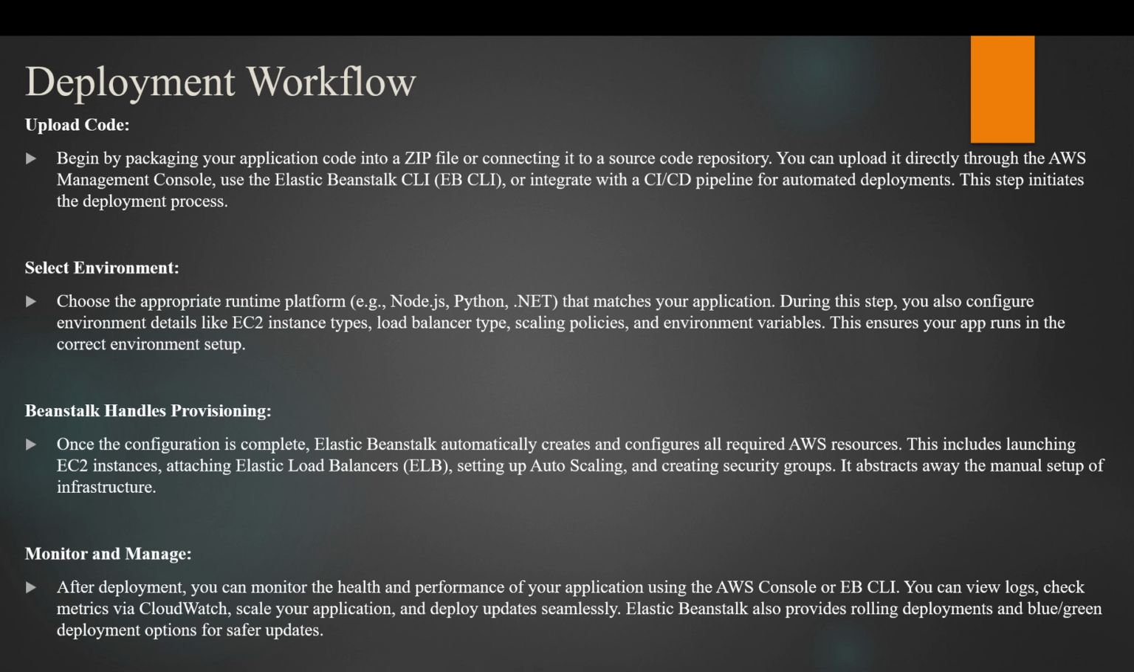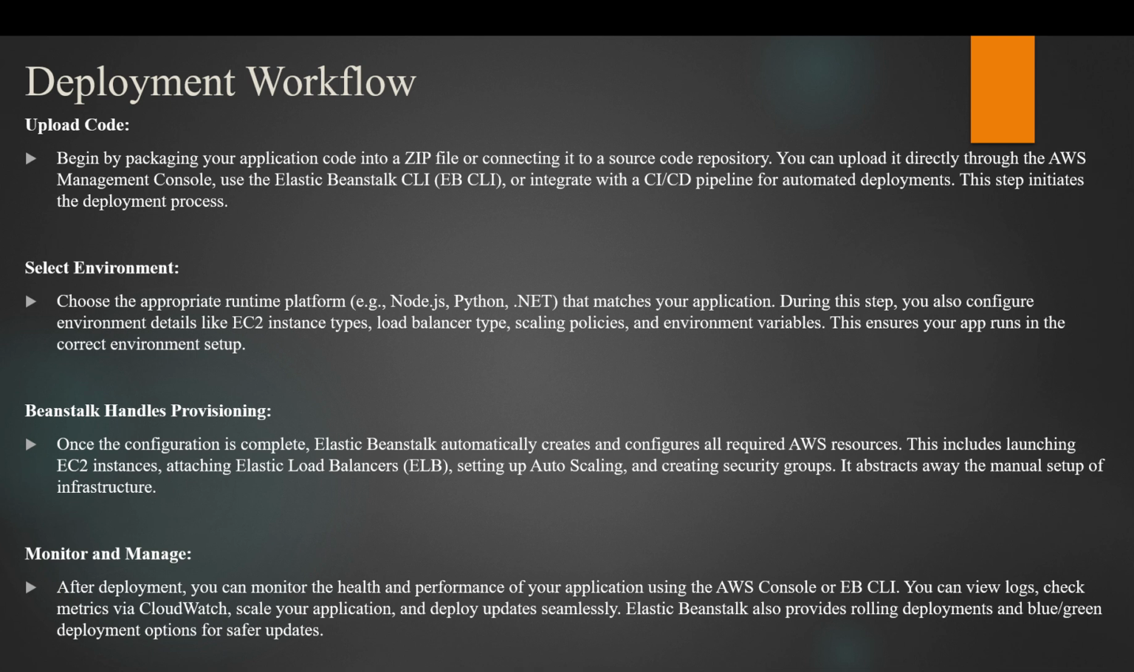During the setup, you can also configure environment details like EC2 instance type, load balancer type, scaling policies, and environment variables. This ensures your application runs in the correct and designated environment setup. Beanstalk handles provisioning. Once the configuration is complete, Elastic Beanstalk automatically creates and configures all required AWS resources. This includes launching EC2 instances, attaching the load balancer, setting up auto scaling, and creating security groups. It abstracts away the manual setup of the infrastructure.